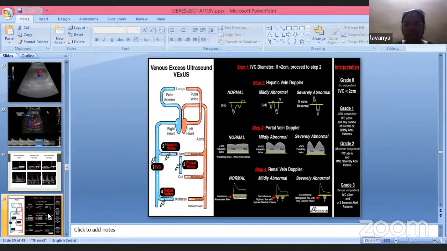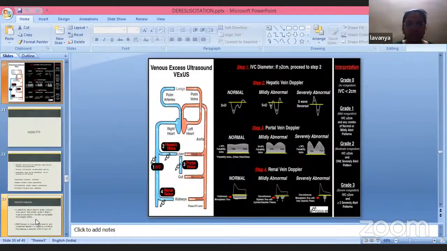There is no congestion. Now, grade 1 mild congestion means IVC more than 2 centimeters, as in all grades, along with any of these 3 showing a normal or mildly abnormal pattern. Grade 2 is moderate congestion, where there is one severely abnormal pattern, in any of these 3, along with IVC more than 2. In grade 3, that is severe congestion, there are 2 or more severely abnormal patterns. This is how we grade the venous congestion based on the VEXUS protocol.